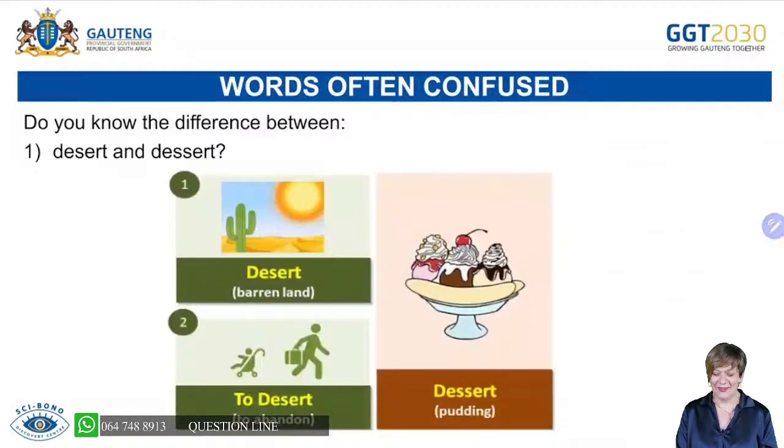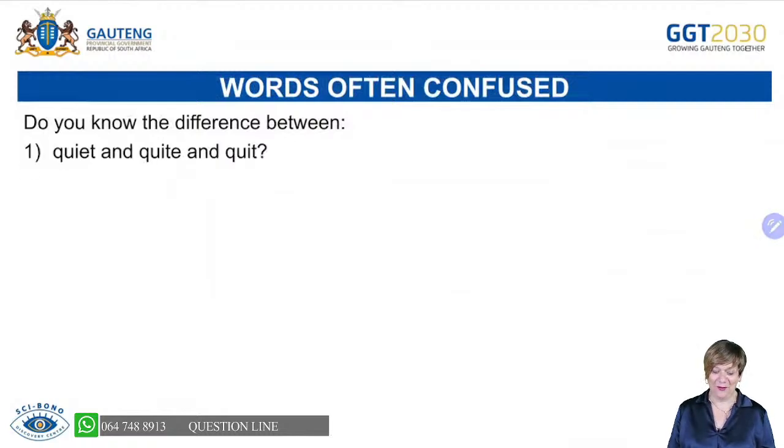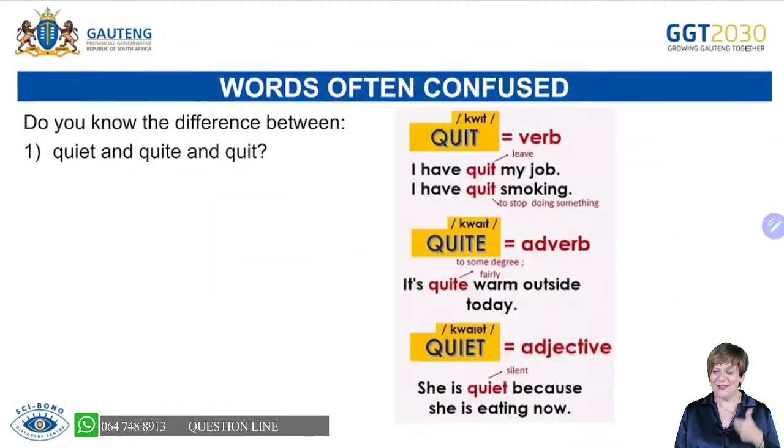Do you want to try the next one? Let's see. Oh, so we've got three ones. Quiet, quite, and quit. Once again, unfortunately, in the exam, I will not be there to pronounce these words for you. So you must be able to recognize them. I'm sure you did, didn't you? Yes, that's easy.